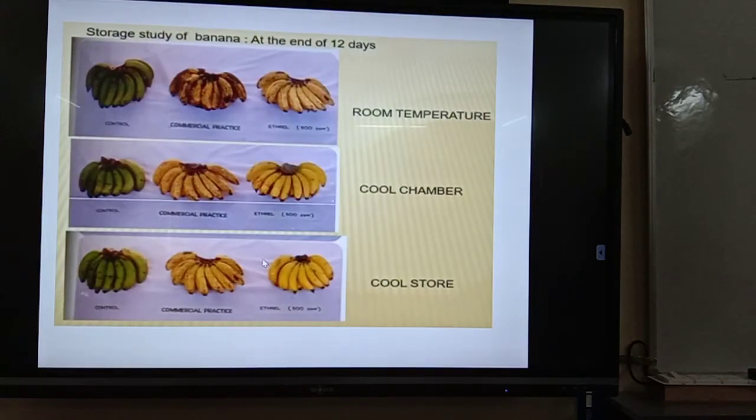So these are some of the photographs, and you can easily see the difference. Here you can see that this is the control, this is the commercial practice, and this is the ethereal. It is at room temperature. The same condition we provided in cold storage, means the cool chamber, our zero energy cool chamber, and in this condition you can see that in comparison to this one, this is better quality, and it is just at par with the cold storage facility. Means if we apply machines or controlled conditions, then we can only store the produce more or less similar to the cool chamber.